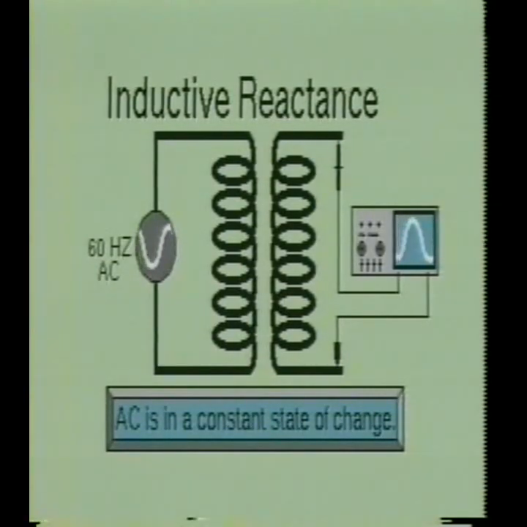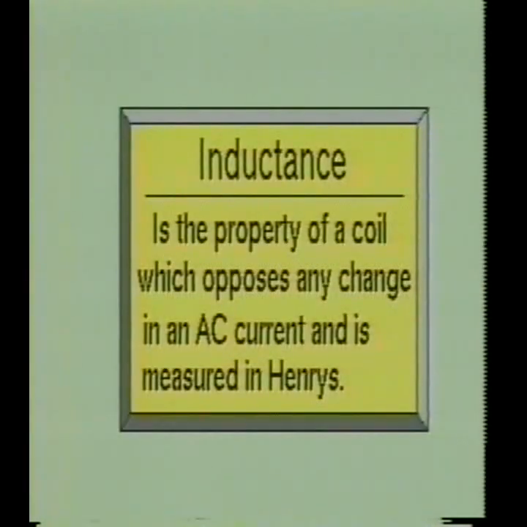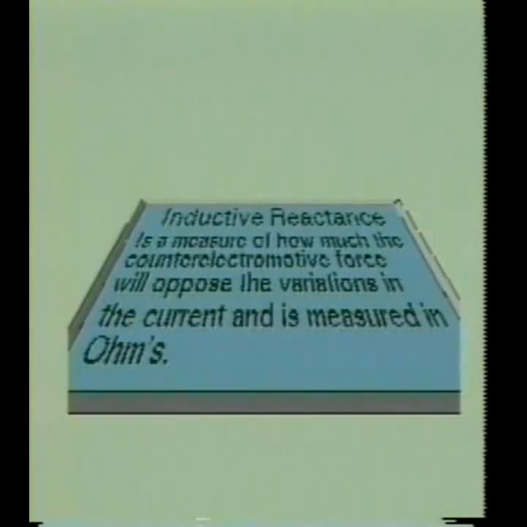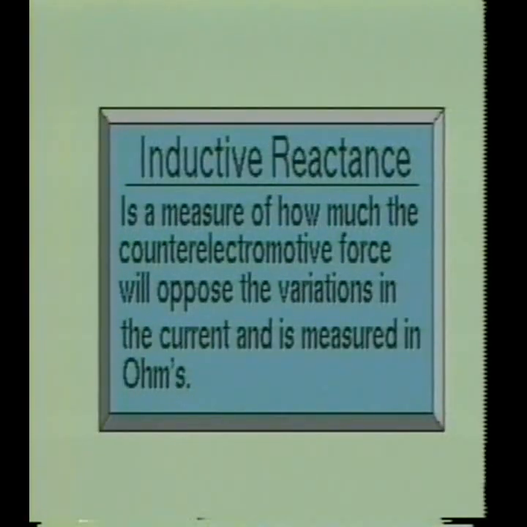As was discussed and shown earlier, inductance is the property of a circuit which opposes any change in current and is measured in henries. Inductive reactance, on the other hand, is a measure of how much the counter-electromotive force will oppose the current variations. This opposing effect of the reactance is measured in ohms.